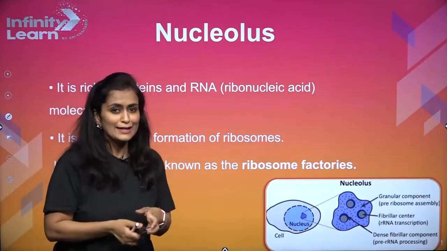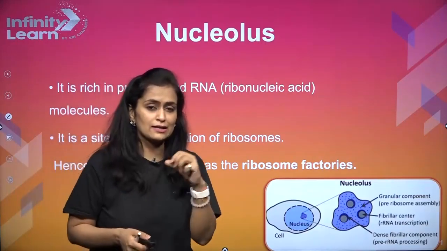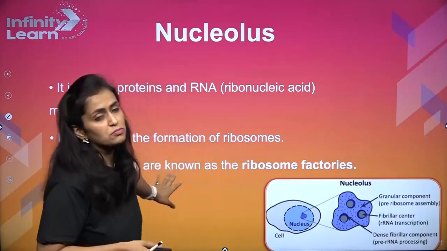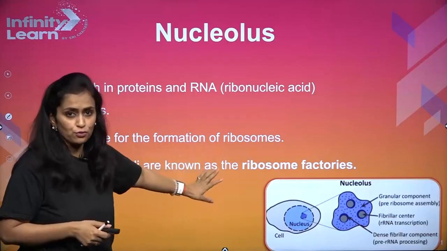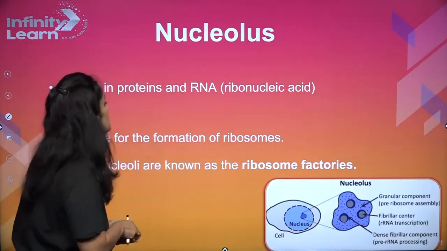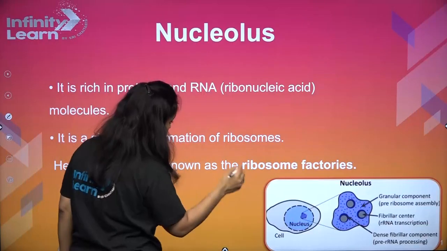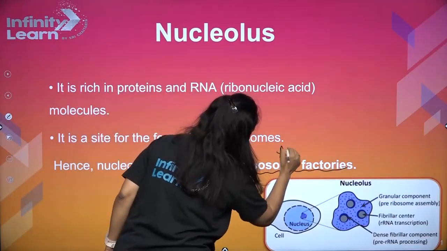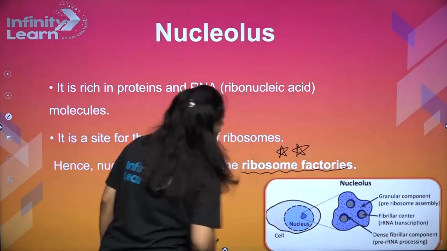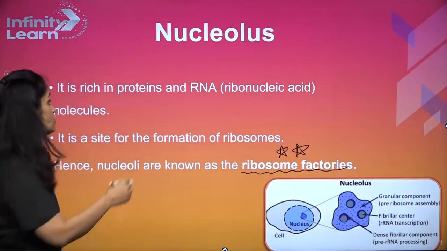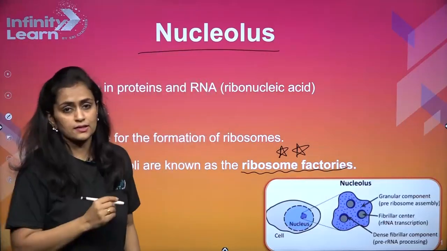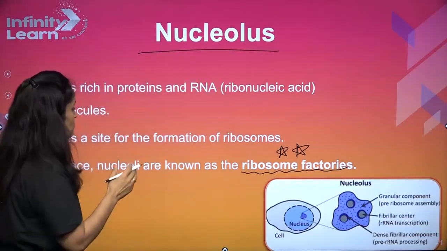So I told you, right, that there would be messengers and managers coming in and going out through this nuclear pore. This is one of the materials which can come in and go out of the pores, right? So where is it being produced? Ribosome. This is called the ribosome factory. Important point, guys, to remember, right? Ribosome factories. Nucleolus, right? So these nucleoli are ribosome factories.